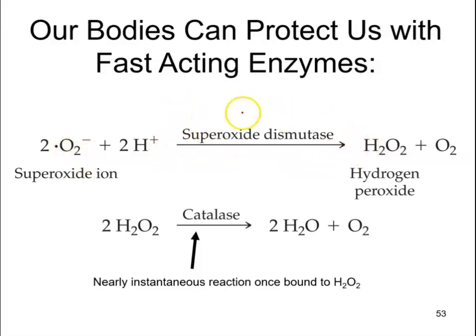Superoxide dismutase, or SOD, actually creates this hydrogen peroxide compound, and catalase is one of the most effective enzymes known. It's a nearly instantaneous reaction. Once it finds H2O2, it almost instantaneously converts that into water and oxygen. So these enzymes help our bodies protect ourselves from these harmful reactive oxygen species.